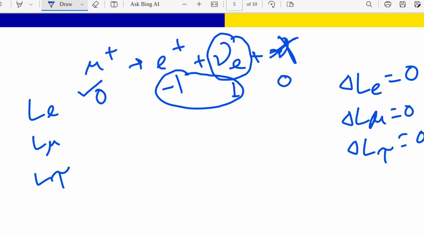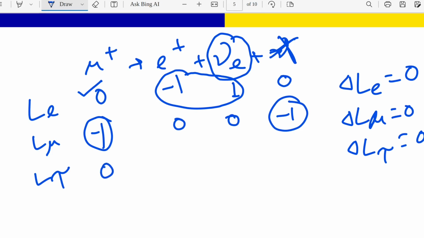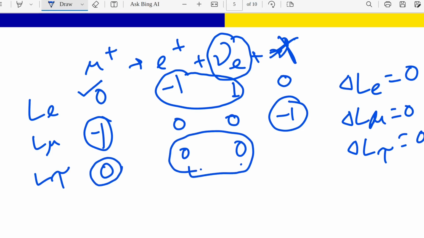Now coming to Lμ, it will be -1 here for μ+, and Lμ has a 0 value for e+, νe has a 0 value for Lμ, and similarly if it is a -1 value on the left, then obviously on the right hand side it will be -1. And for the Lτ case, as none of these are tau family members, each and every one has the Lτ value 0. That means for μ+ it is 0, e+ is 0, νe is also 0, and on the right hand side it is 0 and 0, and on the left hand side also it is 0, so automatically X has a value of 0.